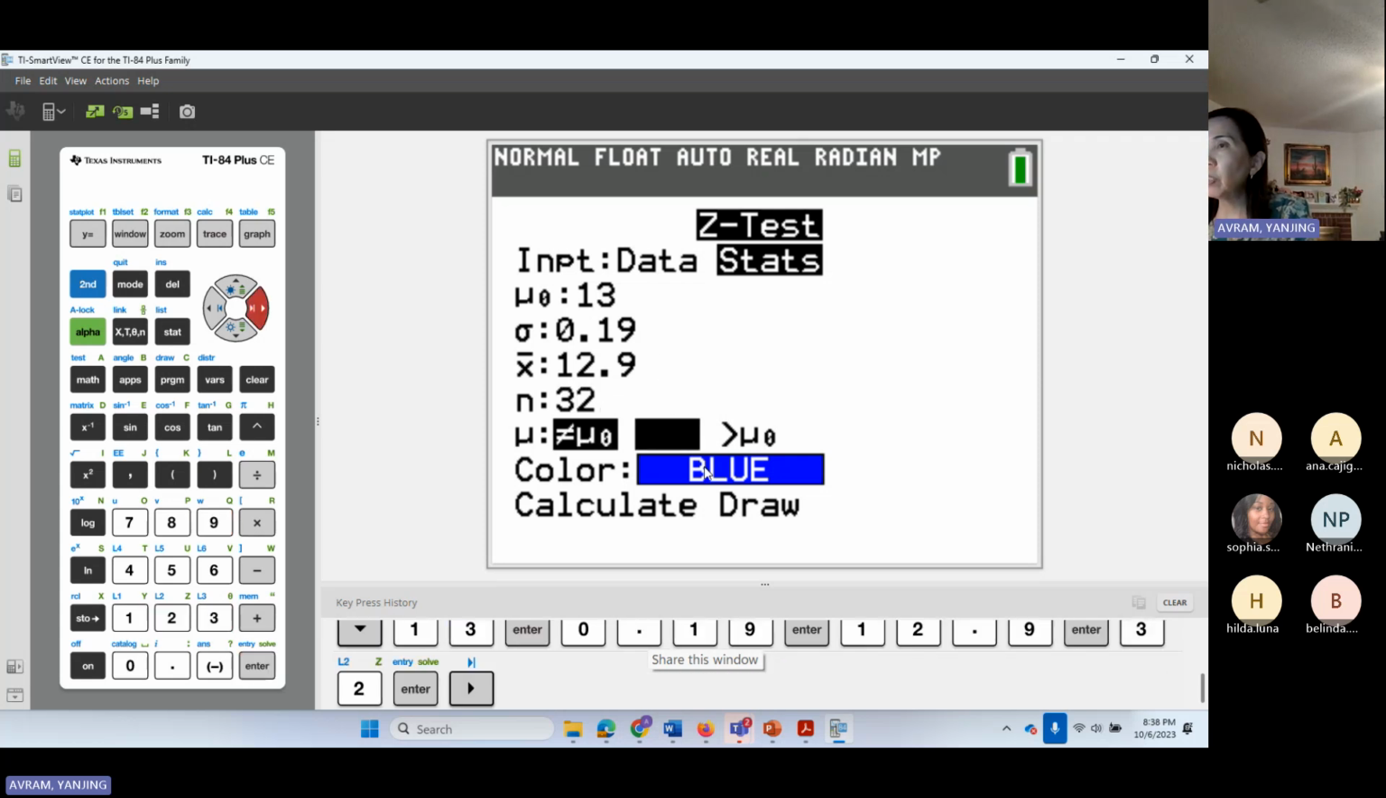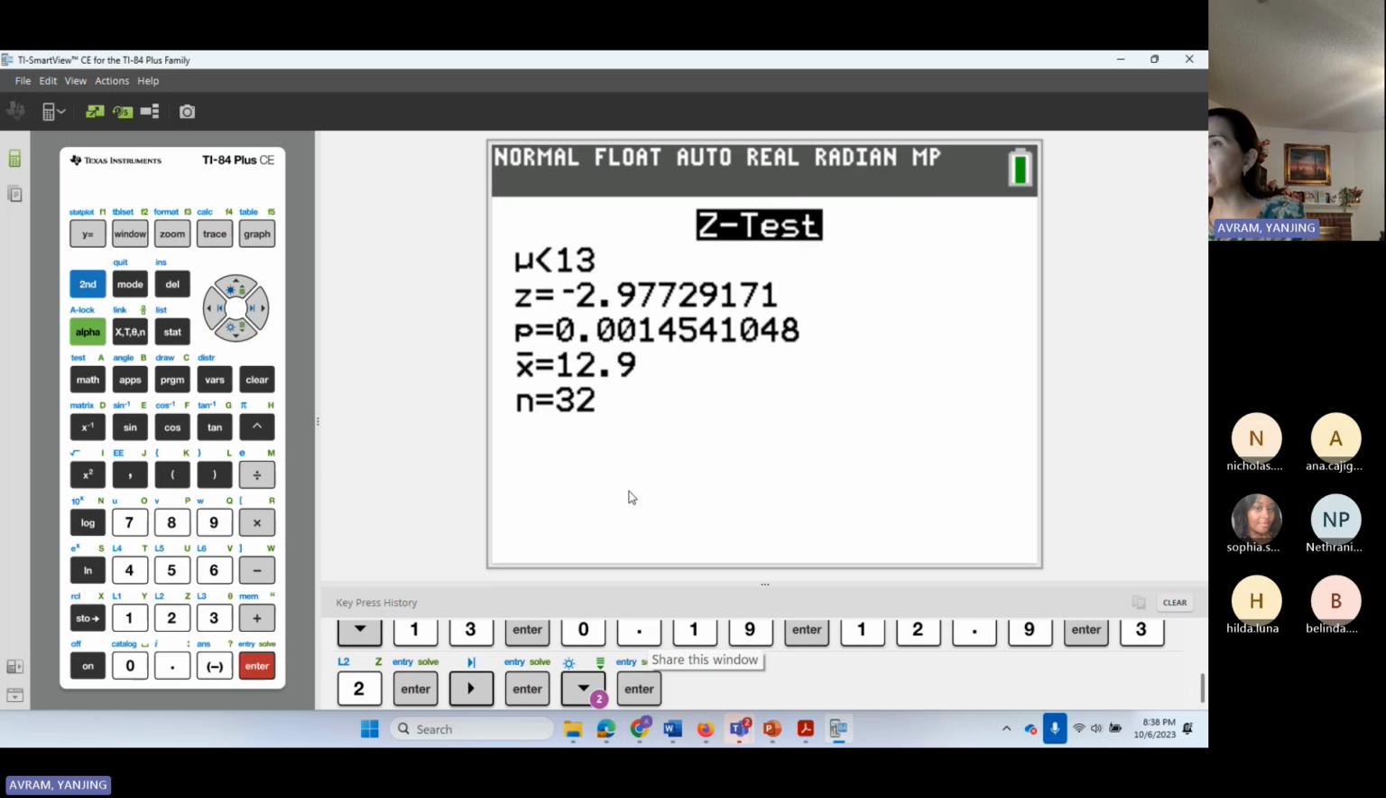Then we have to say what kind of test we have. From the alternative hypothesis, we know this is a left tail test. Left tail is less than. Then we go ahead and calculate. When you calculate, it gives you the z value, or the z score, and as a bonus, it also gives you the p value. We have negative 2.98 when rounded to 2 decimal places.